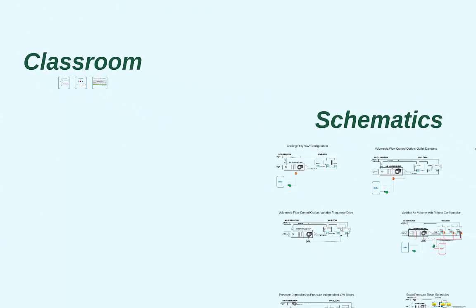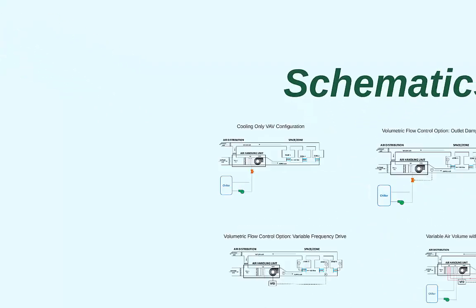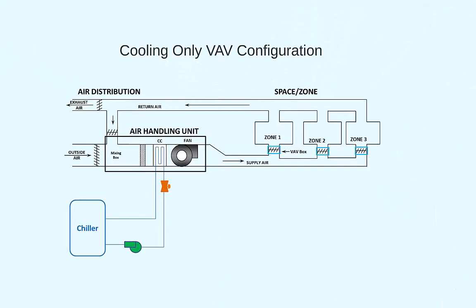Alright, so let's go to the first of the 2 system configurations we are going to talk about today. This is a cooling-only VAV system. The general layout of this system should look familiar. However, we remove the boiler and the associated piping and heating coils. This system serves 3 different zones, but real-world systems can serve many, many more. Here's how the system works.